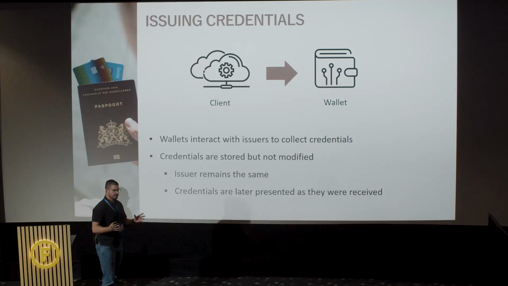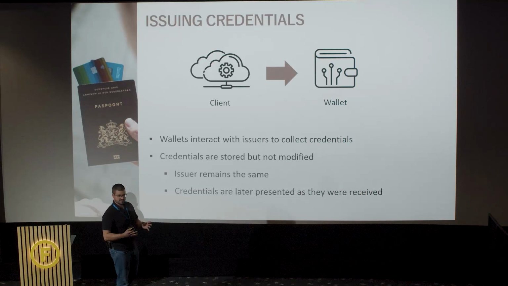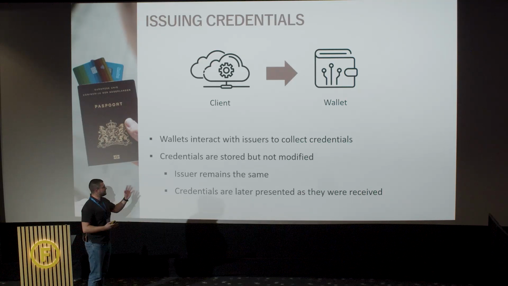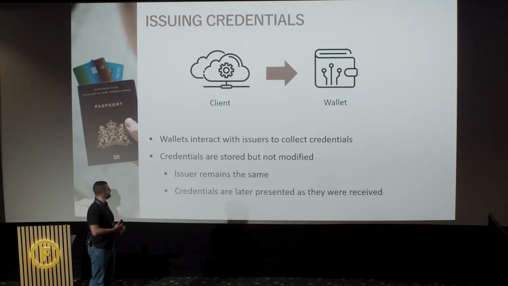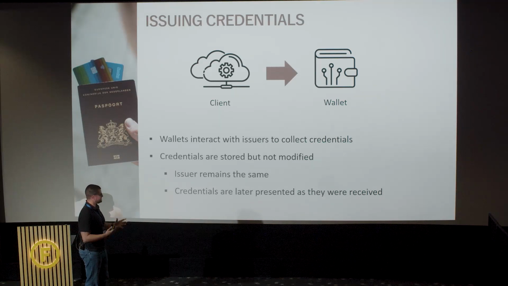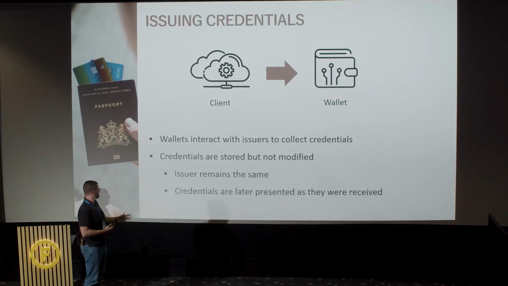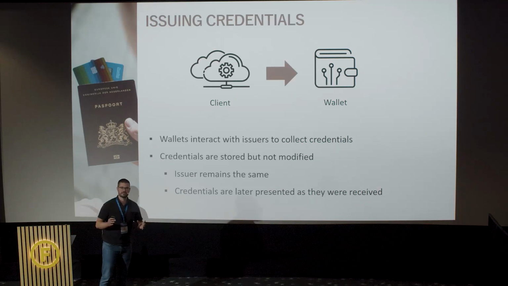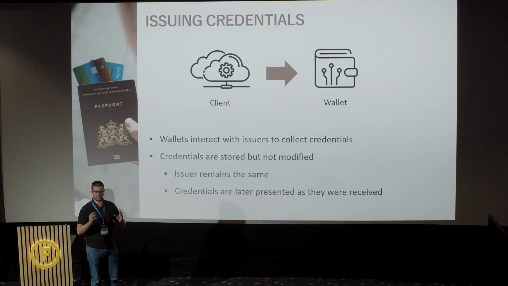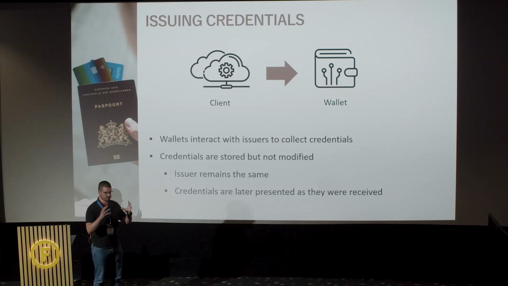So, in the case of OpenID4VC, the client that I presented previously is going to become what we call a wallet. So it's going to be the holder of that credential. So wallets interact with issuers to collect credentials. The credentials are stored. The issuer will remain the same, and the credential won't be modified. The wallet is just storage for the credentials, is secure storage.